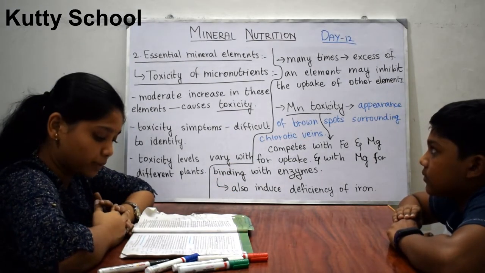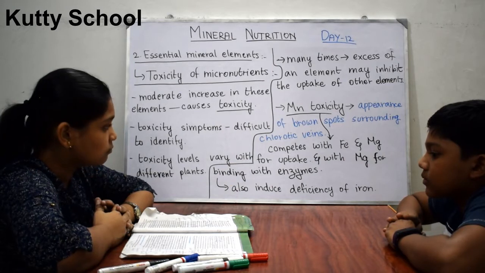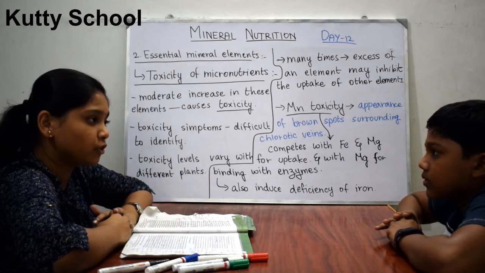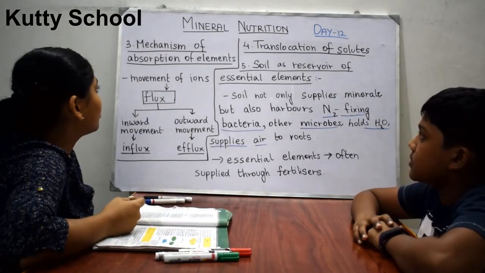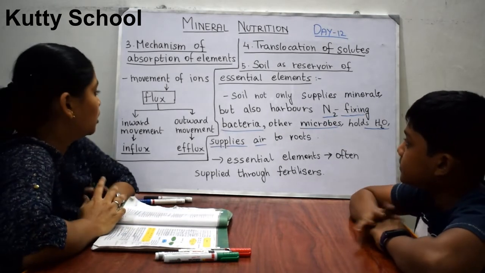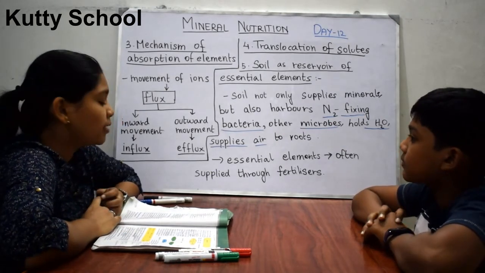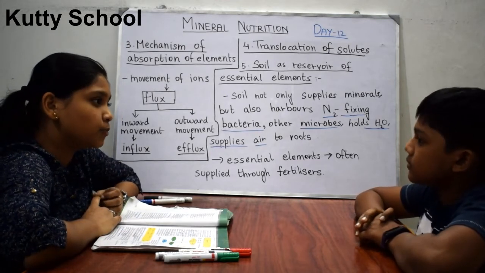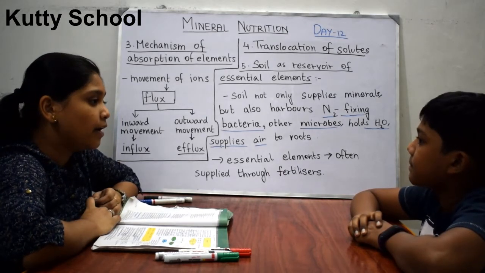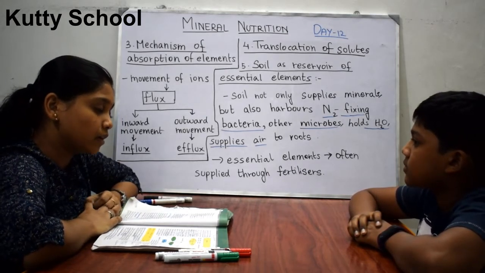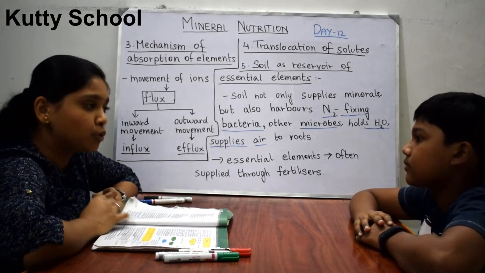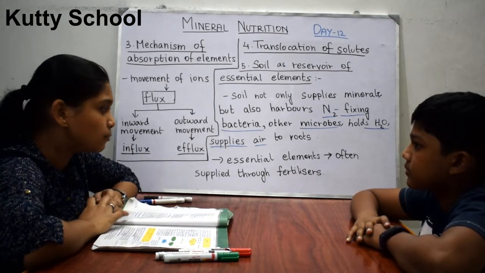Next we will go to the third topic, which is mechanism of absorption of elements. We have already seen this topic in the previous lesson, transport in plants. Some ions or minerals are absorbed actively, and after absorption they pass passively through the xylem tissues.